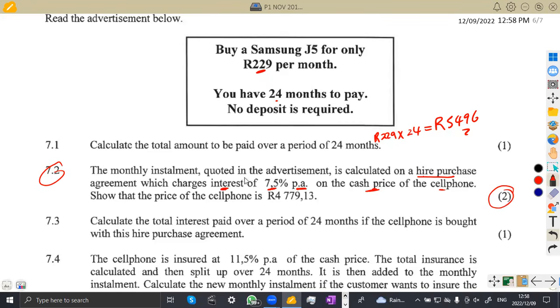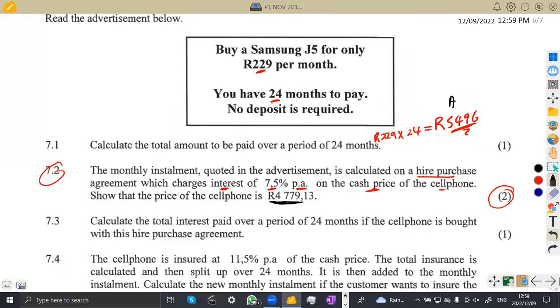Okay, so they are saying that if this is a monthly installment that we are given, it means after the period of 24 months, after 2 years, the total amount was supposed to be 5,496 with this interest. So that means this is the amount that we need to accumulate to. And the principal value is the amount that we actually bought the phone for, the original price of the phone. So that is our principal, but we are supposed to show that this principal is going to be this value here. Already the interest is there.